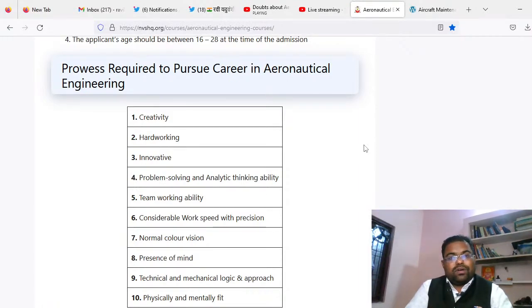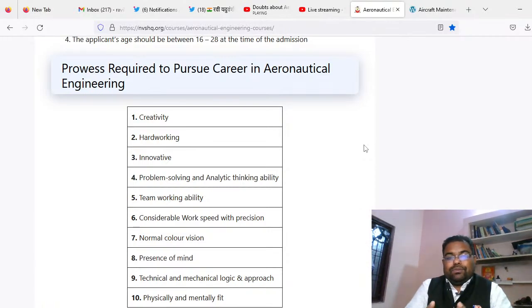That is also required, because in the aviation sector we never make any kind of mistake. By a single mistake you can take the lives of several passengers on board, or you can say pilots on board.